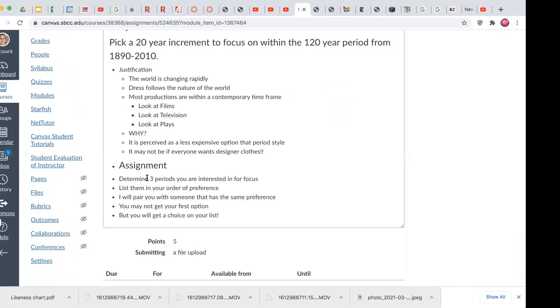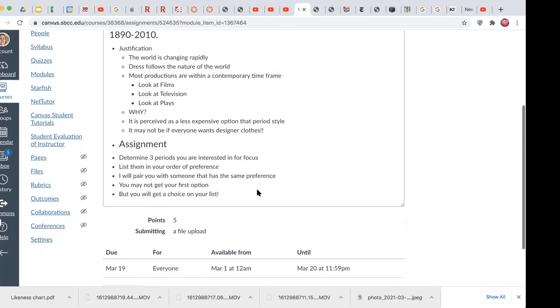Label them 1, 2, and 3. Determine 3 periods. List them in order of your preference so that you can be paired with someone who also has one of those 3 things on their preference list. Okay, because that way you can at least be assured of working with something that you want to work with.